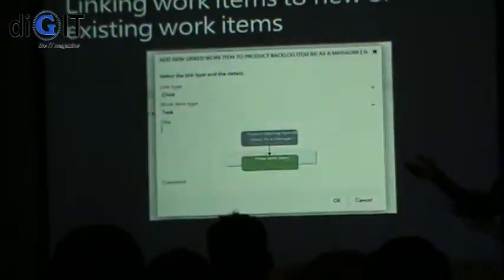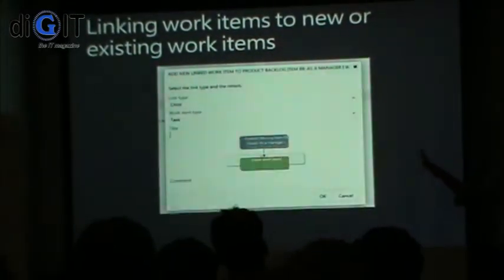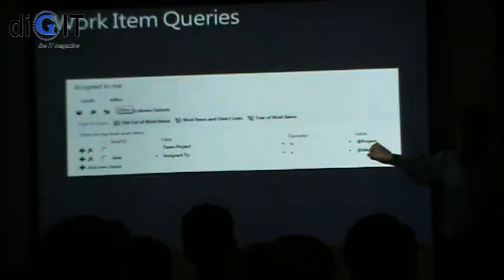This I already told you, right? Linking work items, how it works. So whatever I already told you, I will skip. So you can query your work items, different work items. If you just want to know what tasks are assigned to me, just write a small query and put your name here. @Me means the logged in user. You just run that query, you will get whatever items are assigned to you.